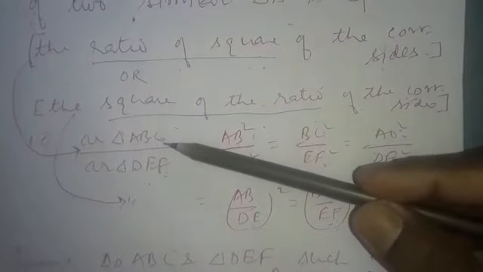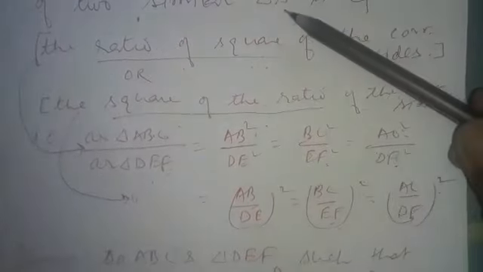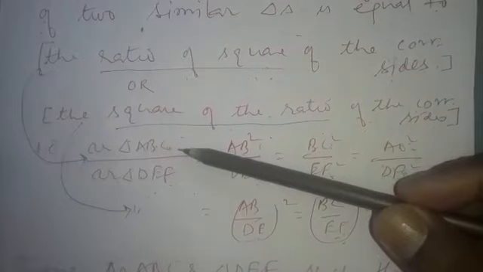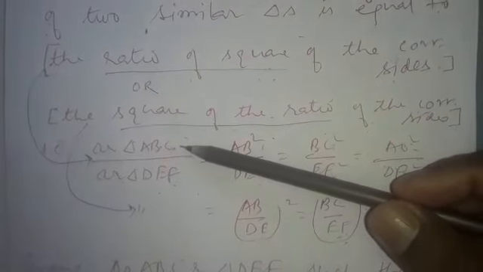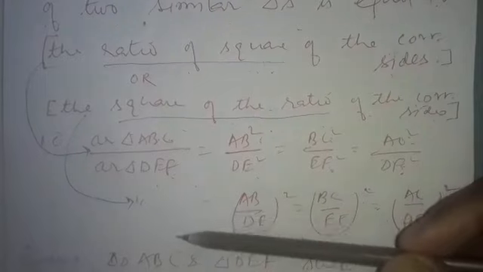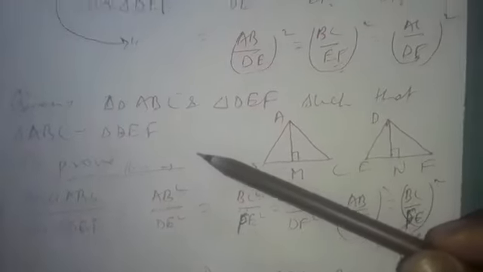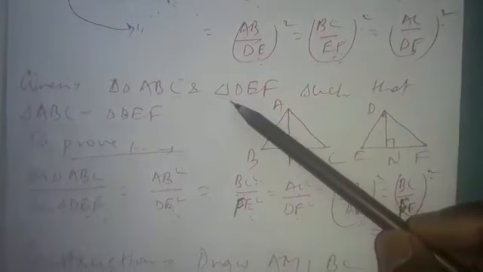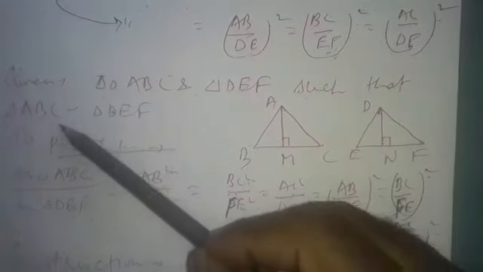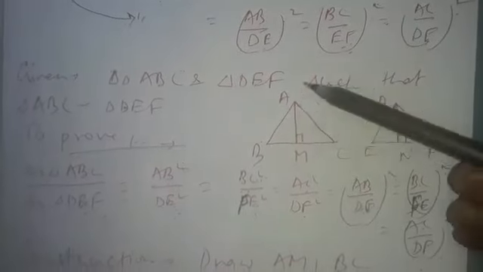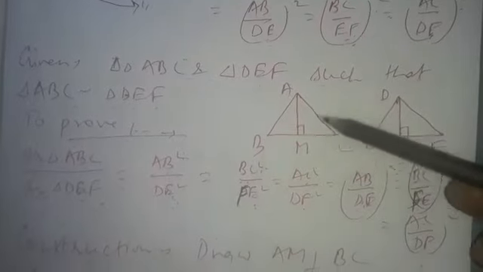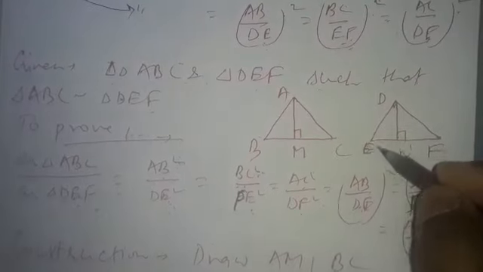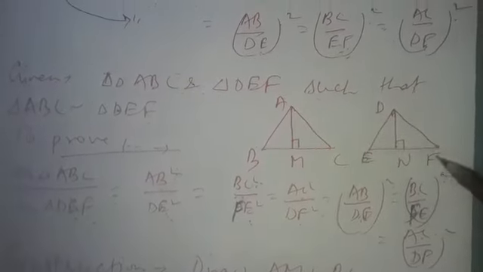Since the names of the triangles are not given in the question, you can take any two triangles by yourself. We have taken triangle ABC and triangle DEF. Now what are the things given to us? The triangle ABC and triangle DEF are such that triangle ABC is similar to triangle DEF. Now we have formed the figure. This is triangle ABC and triangle DEF, and it is given to us that these two triangles are similar.